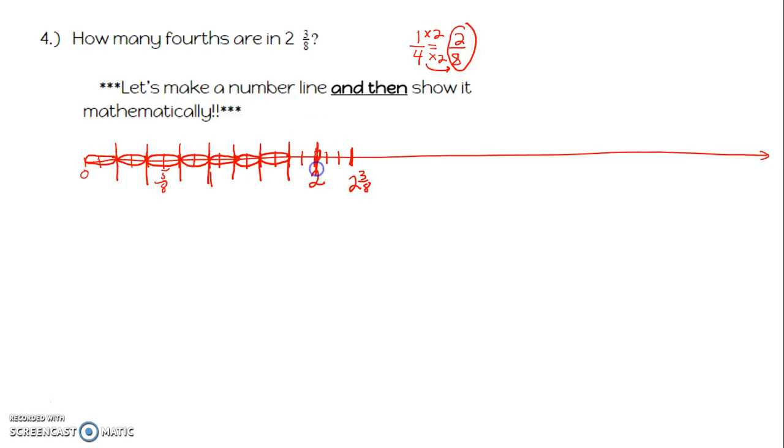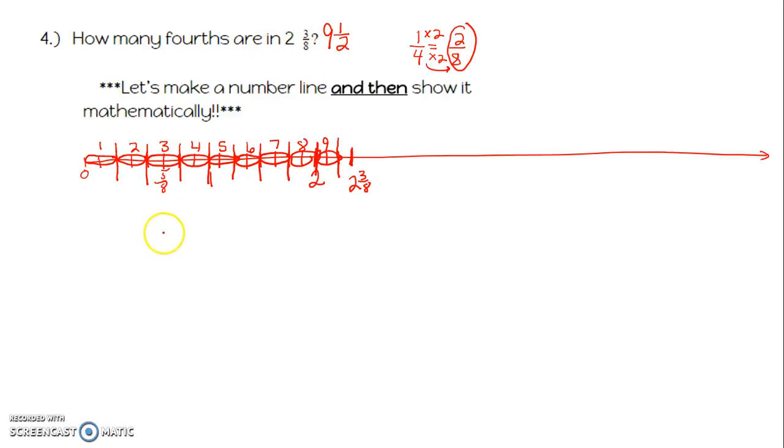Oops, it's right here. And then 1, 2. Okay. And then we can't make another entire fourth. That will be another half of a fourth. So let's see. We have 1, 2, 3, 4, 5, 6, 7, 8, 9. 9 and another half of a fourth. So it must be 9.5 fourths that will fit into 2 and 3/8.